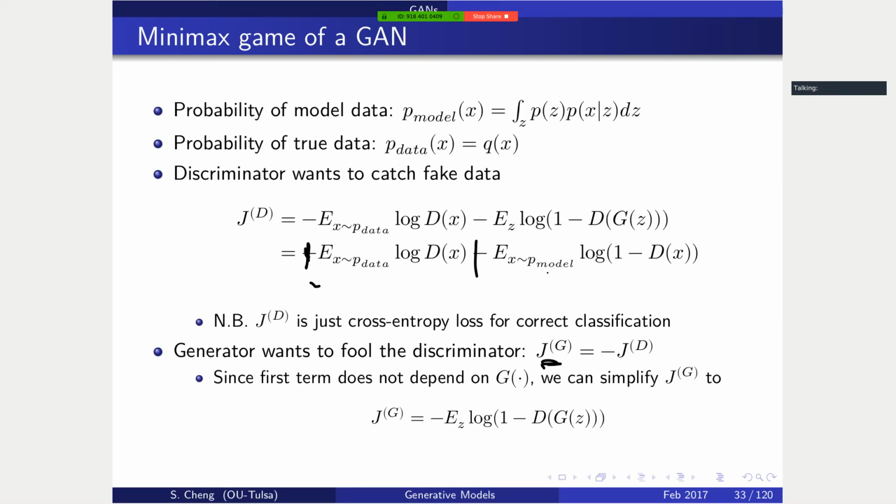But in terms of the generator, wait a sec, actually, yeah, I think I have a sign error here, so I have plus here. But in terms of the generator, it has no control of this term, right? This is the distribution of the genuine data. I don't have any control for that. I only have control for this term because I can control the G function here. So the generator is only interested in the second term, and you can just write the cost function as this one.